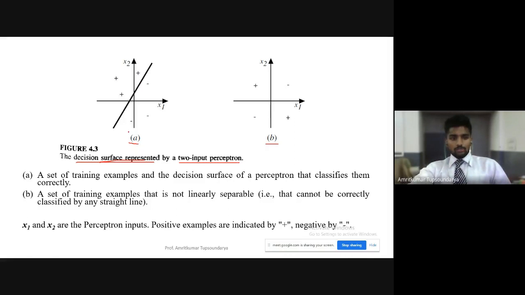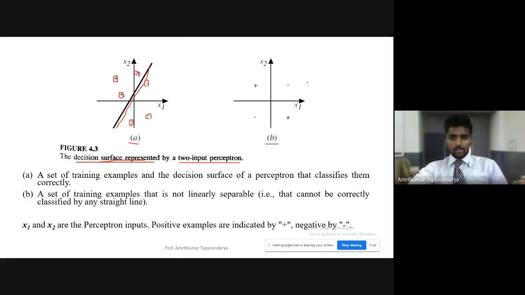So in figure A, as you can see, the set of training examples and this decision surface of the perceptron can be classified easily and correctly, right? Because we have a positive example here, positive example here, positive example here, negative example here, here, and here. So we can definitely draw a hyperplane or a separable line which can segregate or classify these training examples.